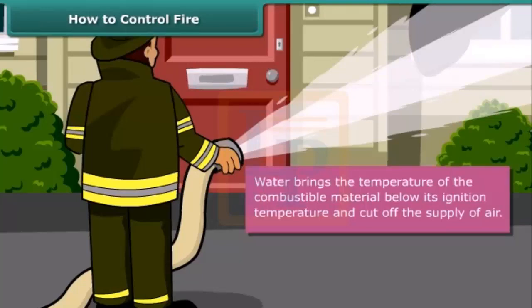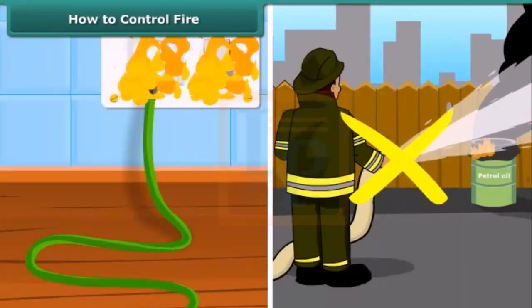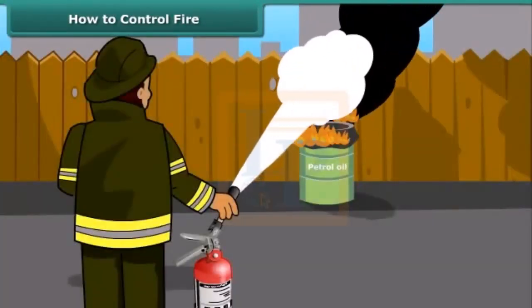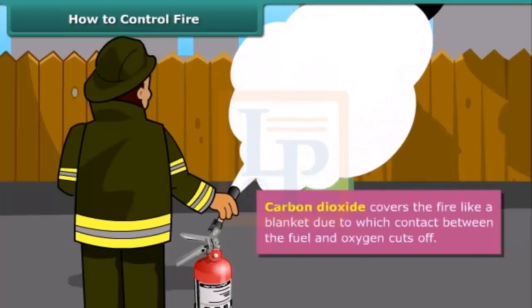But water is not a good extinguisher for electrical or oil fires. For electrical and oil fires, it is best to use carbon dioxide as an extinguisher. Carbon dioxide, being heavier than oxygen, covers the fire like a blanket, due to which contact between the fuel and oxygen gets cut off.